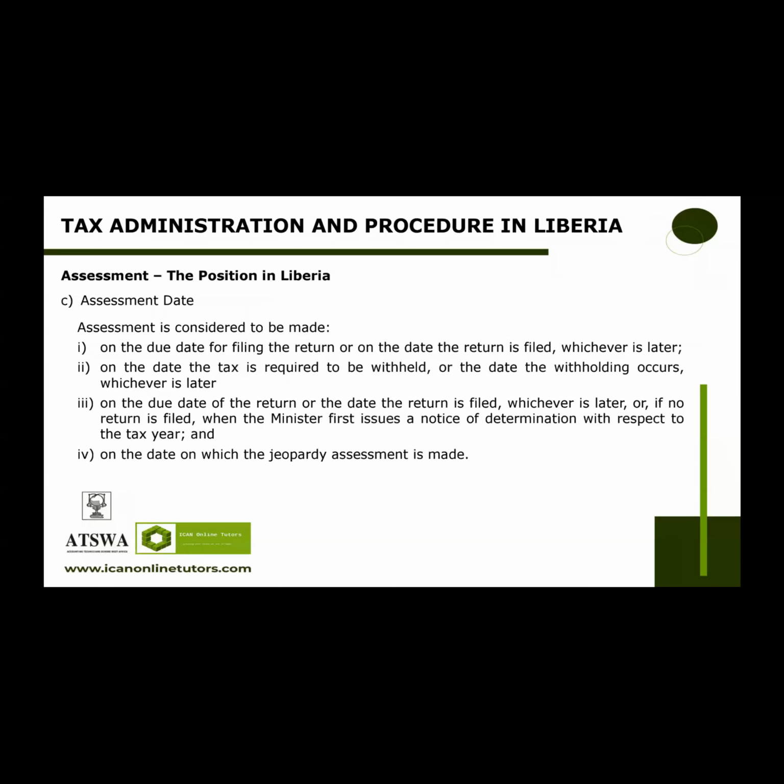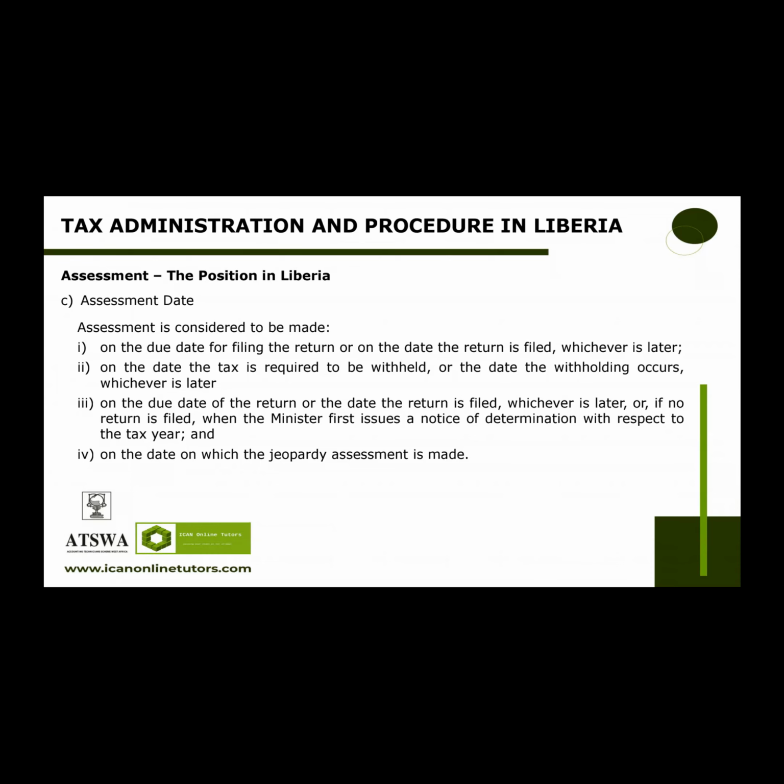And we have the due date for assessment. An assessment is considered to be made on the due date for filing the return or the date the return is filed, whichever is later; on the date the tax is required to be withheld or the date the withholding occurs, whichever is later; or on the due date of the return or the day the return is filed, whichever is later, or if no return is filed, when the minister first issues a notice of determination with respect to the tax year; and on the date on which the jeopardy assessment is made.